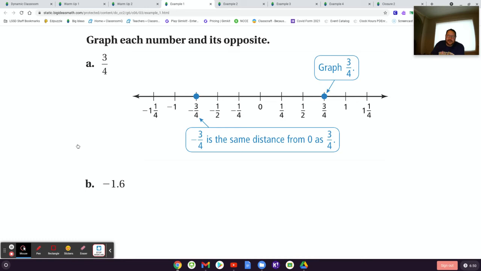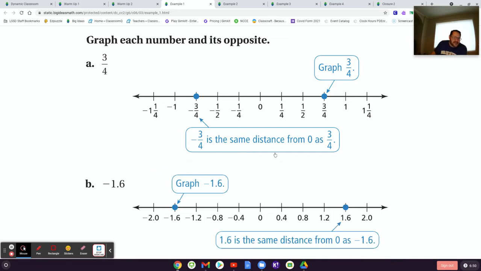Okay, we also have decimals. So decimals, if you're going to graph -1.6 and its opposite, what is the opposite of -1.6? Yeah, 1.6. So when you graph that, again, I'd put 0 right in the middle.